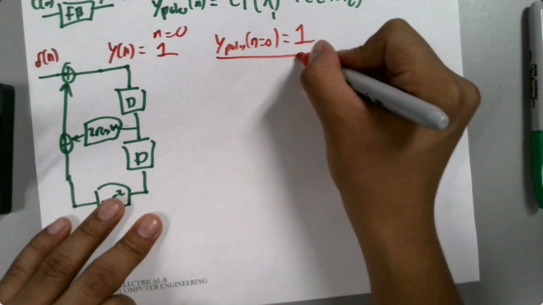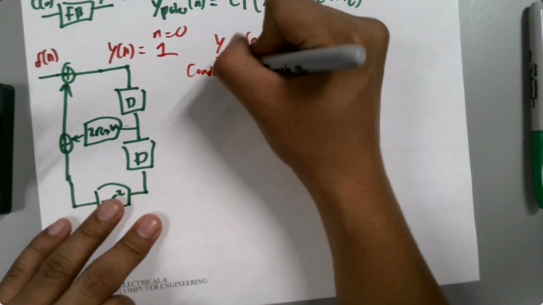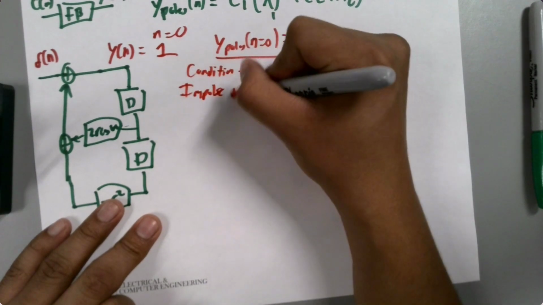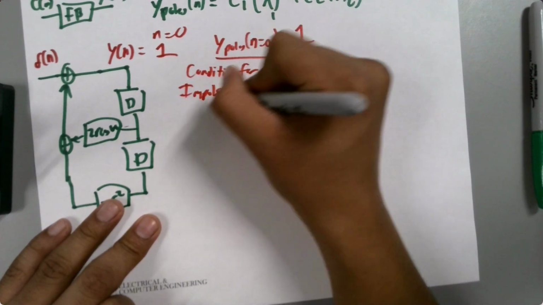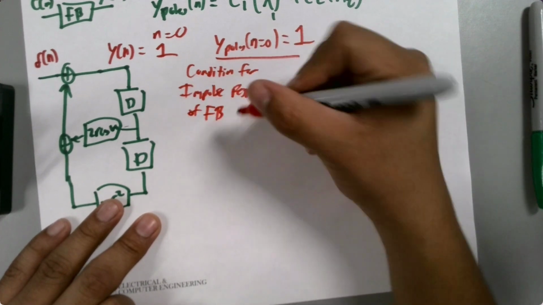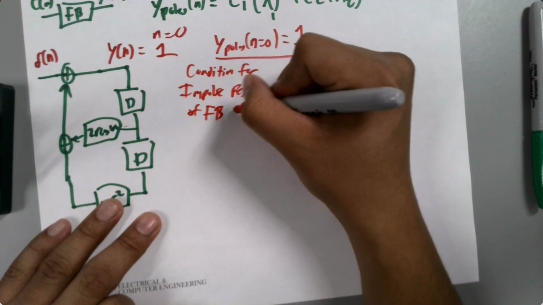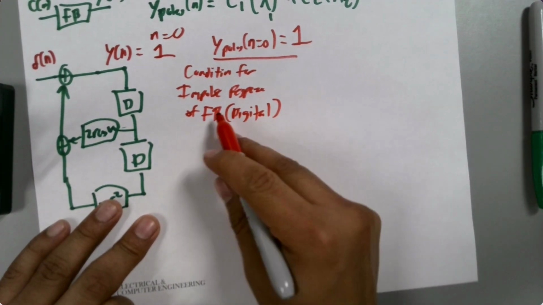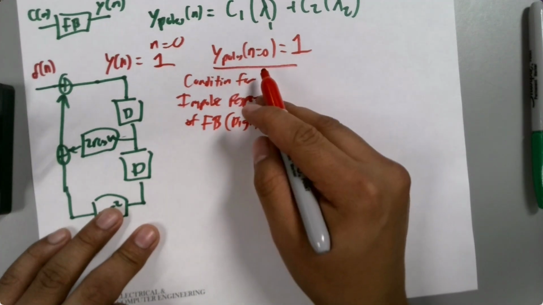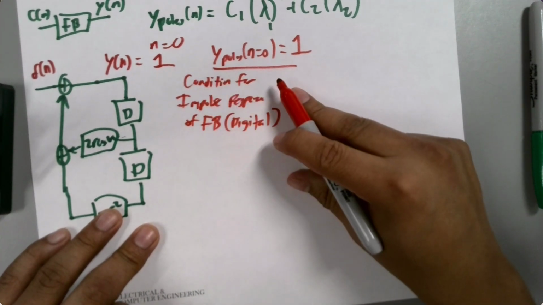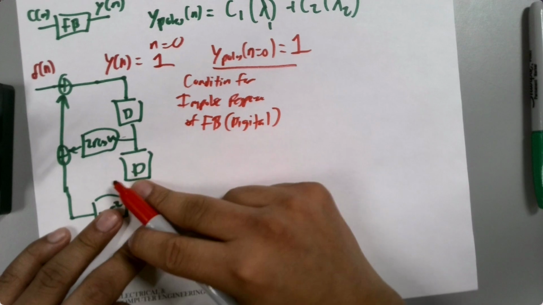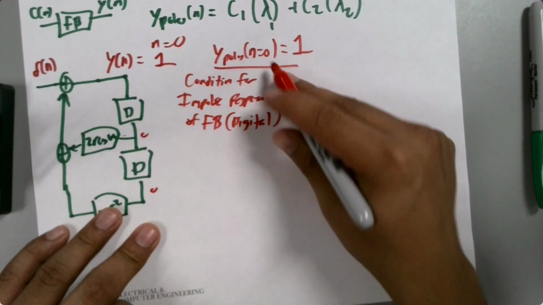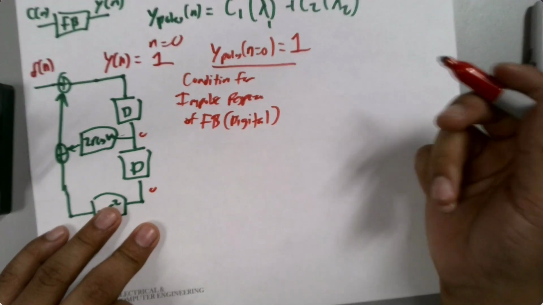This is your condition for the impulse response of a feedback digital system. Okay? So this is what you're going to remember on the exam. This is like the easiest thing you can actually remember. So when you're doing a zero state response, there's no memory. So this is 0. This is 0. We kick our box. What is our condition? 1. That's always a guarantee.